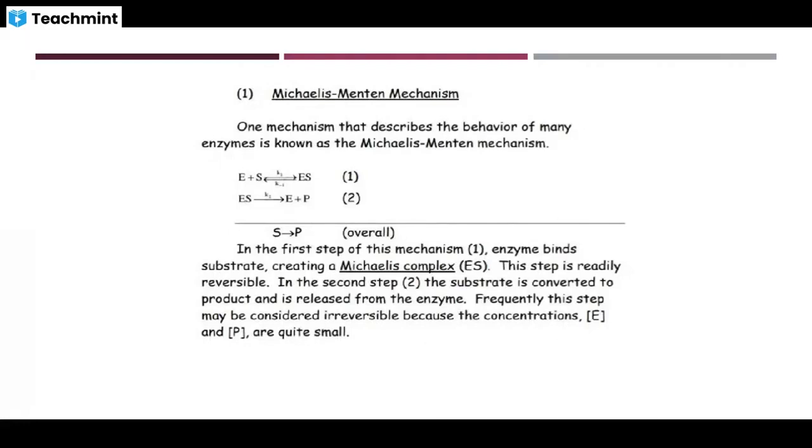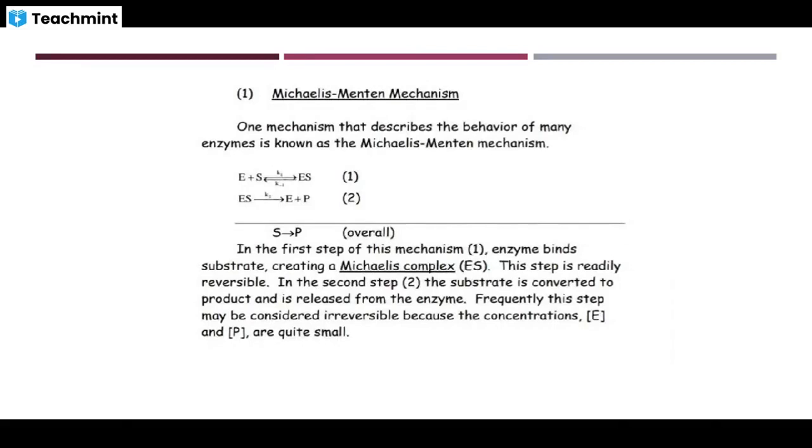The rate constant is k2. So overall the substrate becomes product. That is the overall reaction. In the first step of the reaction mechanism, the enzyme binds with the substrate, creating a Michaelis complex ES. The step is readily reversible. In the second step, the substrate is converted to product and is released from the enzyme.